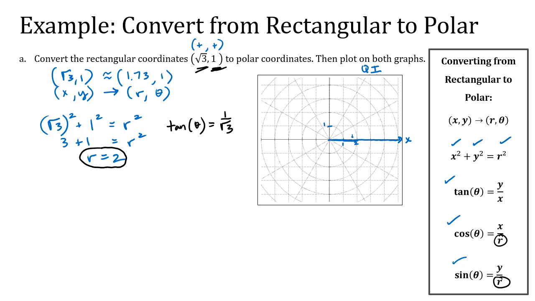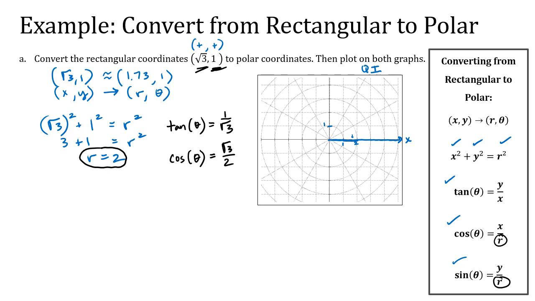And if you know what angle measure produces a tangent equal to 1 over the square root of 3, you can do that without a calculator, then go ahead and use tangent. If, however, you don't have that memorized, then let's look at cosine. And if I feel pretty confident with my radius of 2, I'm going to say that the cosine of theta is equal to my x value of square root of 3 over my r value of 2.